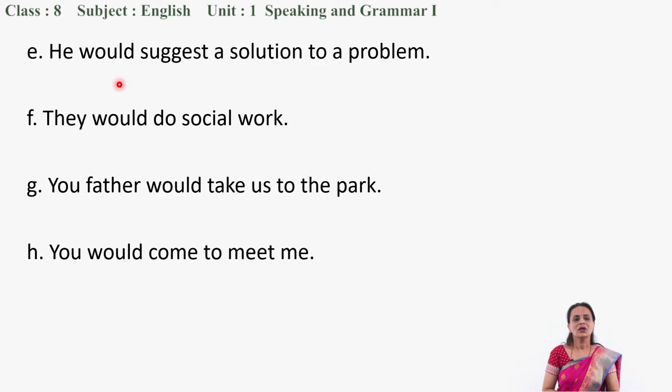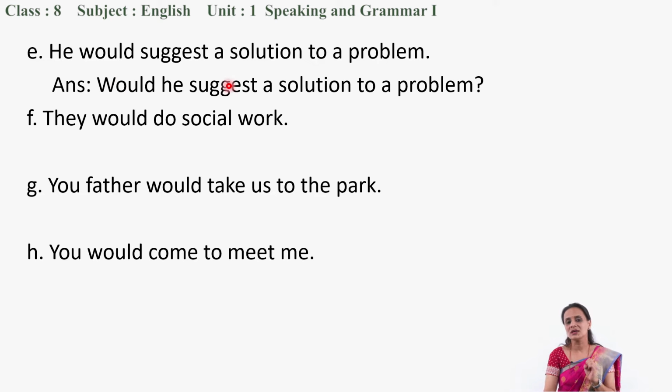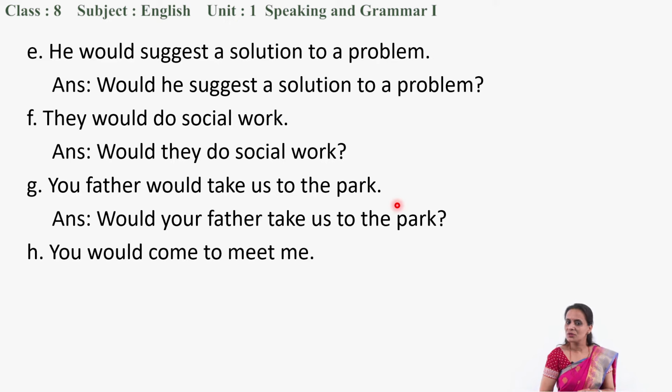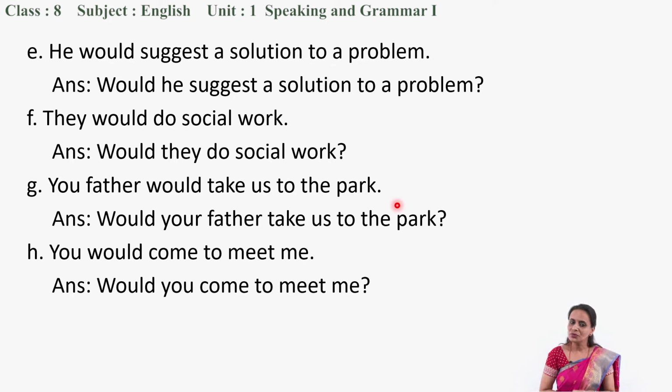Now number E, he would suggest a solution to a problem. What will be the answer? Very good. Would he suggest a solution to a problem? Good, very good. Now another, they would do social work. Would they do social work? You can continue it in the same way. Now another number G is, your father would take us to the park. Would your father take us to the park? Good. Now the last one, you would come to meet me. Would you come to meet me?